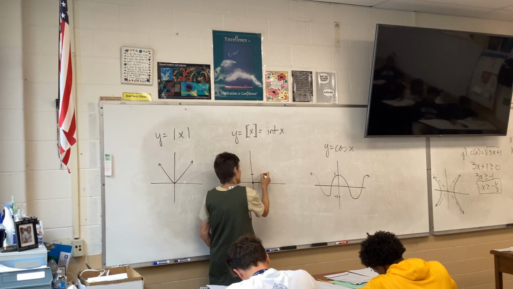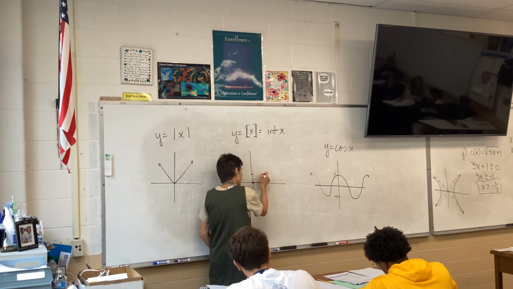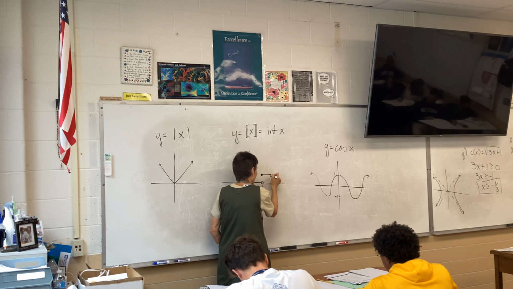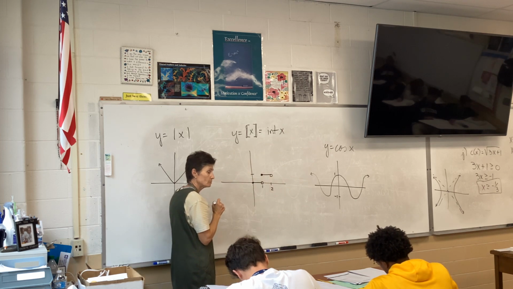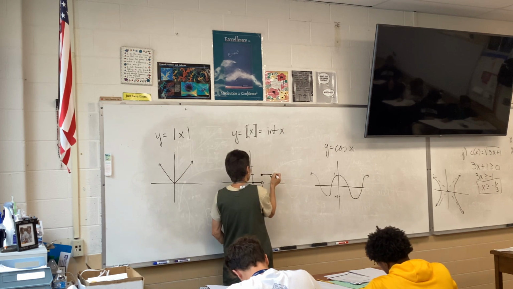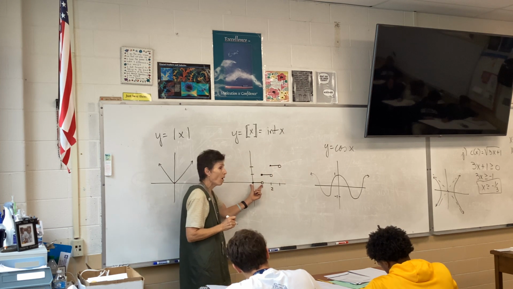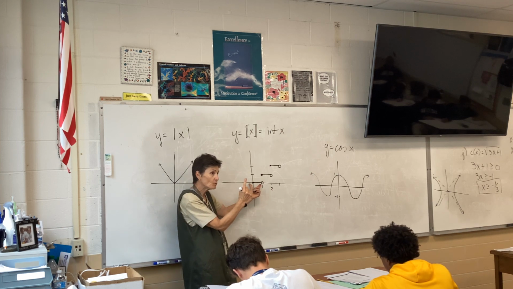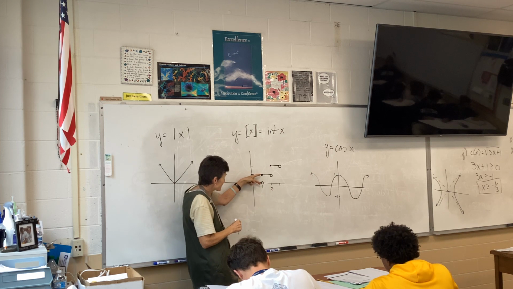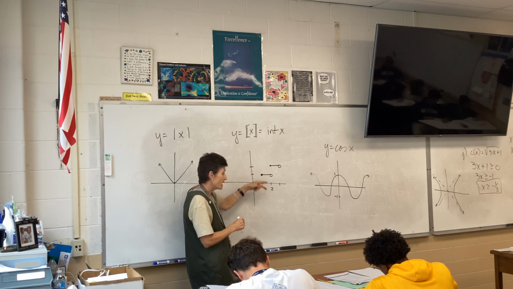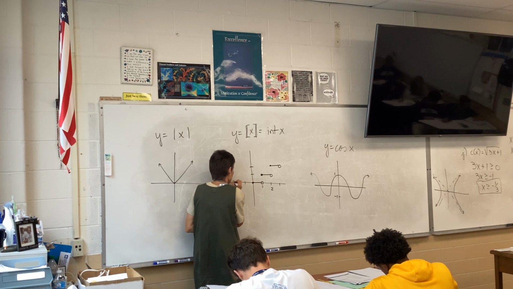And then step up 1, put a solid dot, and another bar over to 2. And then step up 1 again. So these little bars are 1 unit long, and the steps are 1 unit high. So 1 unit this way, 1 unit this way. And of course, it goes backwards too.